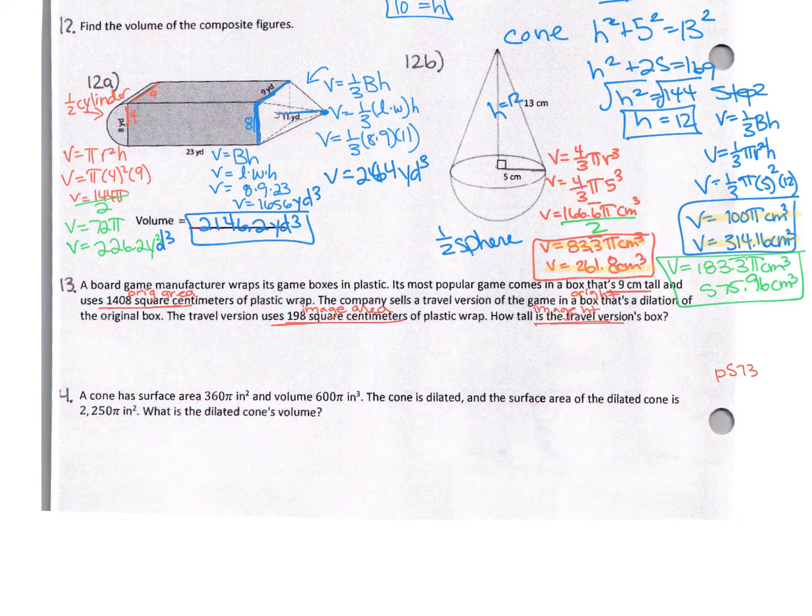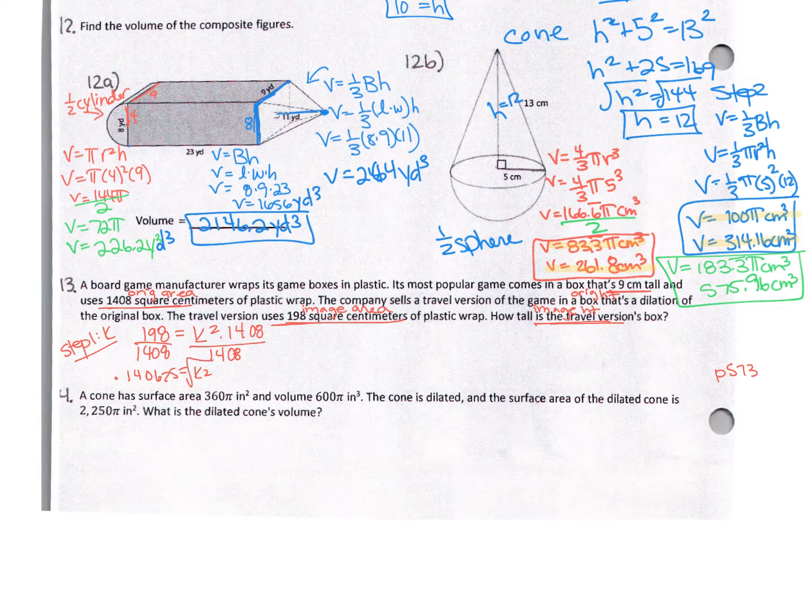First of all, I'm going to use my areas, since I know both of them, to find my k. Step 1 is to solve for k. So I'm going to plug in my image area, 198, is equal to k squared times my original area, which is 1,408. Now I need to solve this equation for k. I'm going to divide both sides by 1,408. When I do that, I get k squared equals 0.140625.